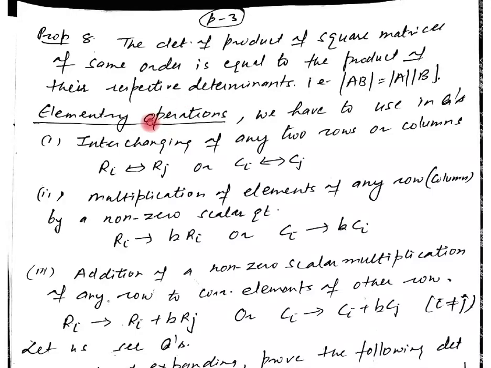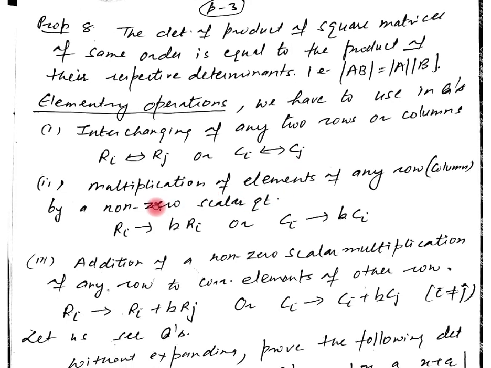Now let us see how to apply these properties in the question. First, these are the elementary operations we have to use. First, interchanging of any two rows or columns will be written as Ri interchanges to Rj and Rj interchanges to Ri, if Ri and Rj are any two rows of the given determinant. Similarly, Ci interchanges to Cj and Cj interchanges to Ci. When in the question we are interchanging any two rows or columns, we will write like this: Ri interchanging to Rj and vice versa. Similarly, Ci interchanges to Cj and vice versa.